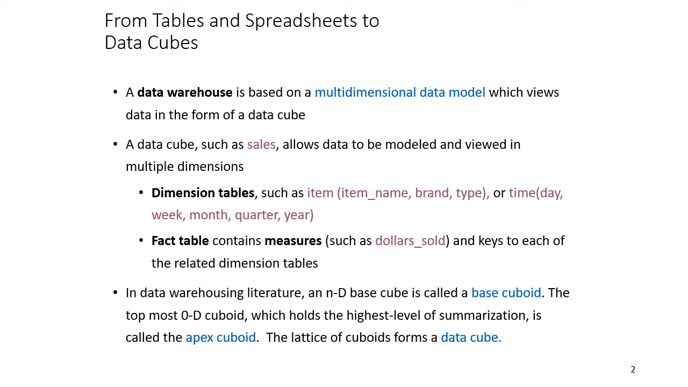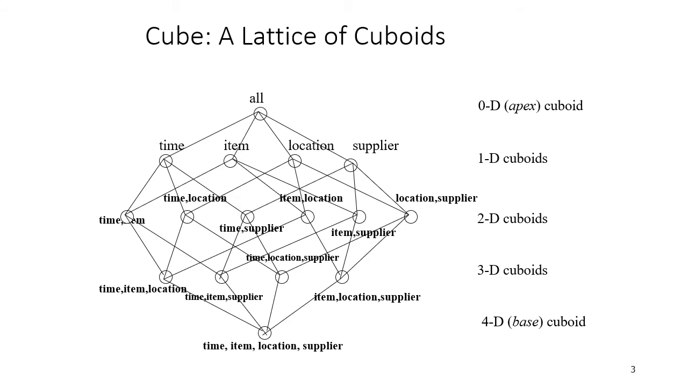So in data warehousing literature, an n-D base cube is also called a base cuboid. Generally, the topmost is the 0-D cuboid, which holds the highest level of summarization and is also known as the apex cuboid, while the lattice of cuboids forms a data cube. We are going to talk in detail related to this in coming slides. Just look at the example here.